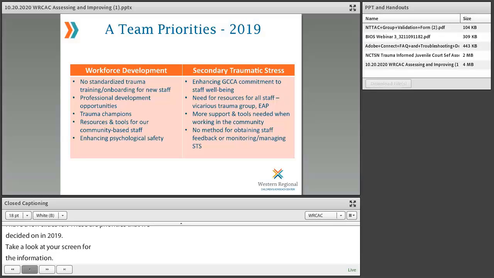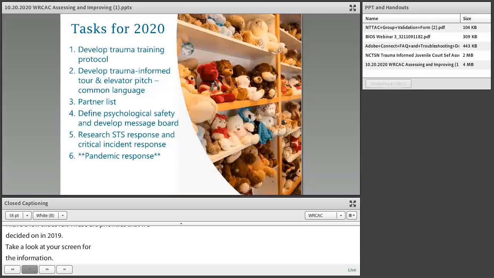And then I think lastly, we really don't have a method or a way of obtaining feedback from staff or monitoring STS. So we don't use reflective supervision, although I love that model. So that's one great way of doing it. But really thinking about how can we get feedback from staff in managing and monitoring secondary trauma.